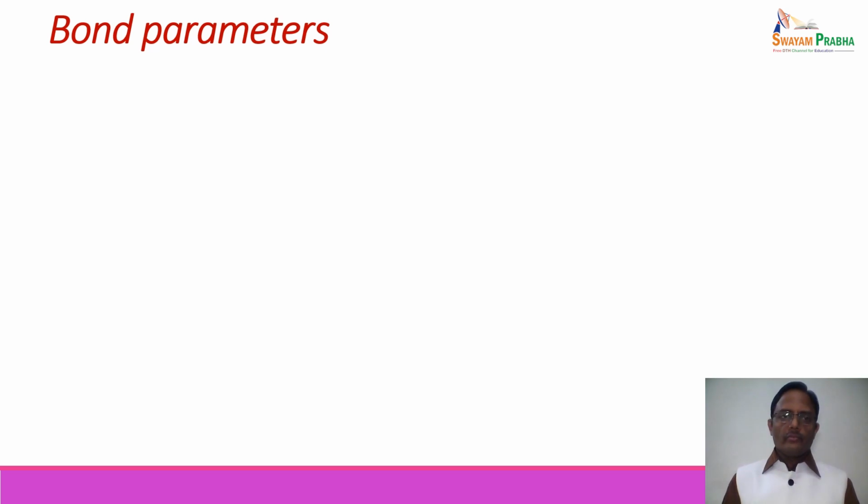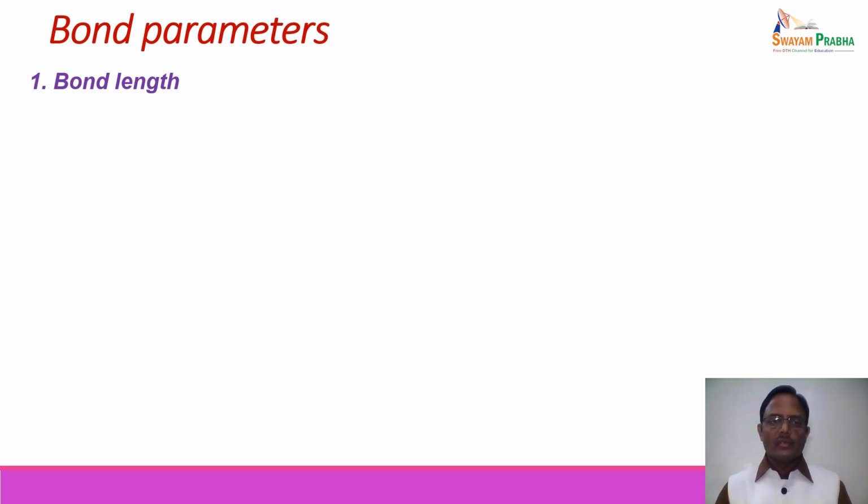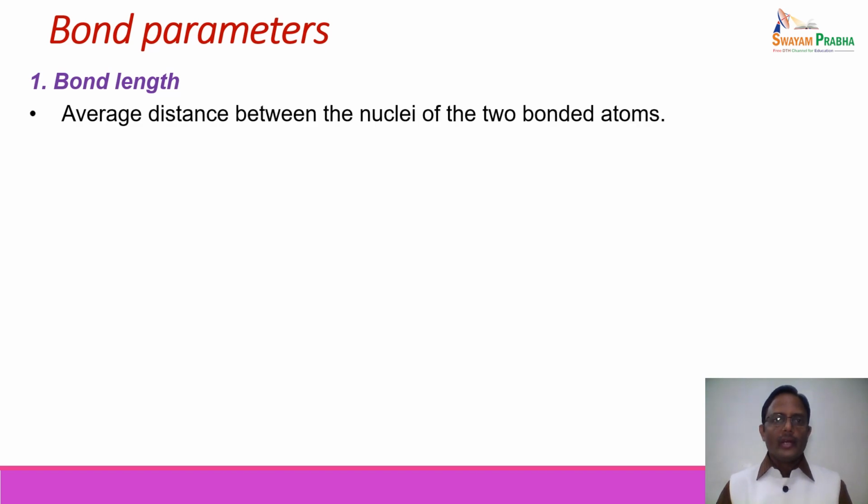We will discuss some bond parameters that need to be evaluated quantitatively whenever we are discussing various theories of bonding. The first bond parameter is the bond length. Bond length is, as the word indicates, the length of the bond. It is actually the average distance between the nuclei of two bonded atoms.